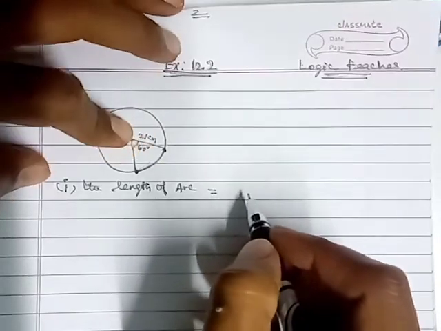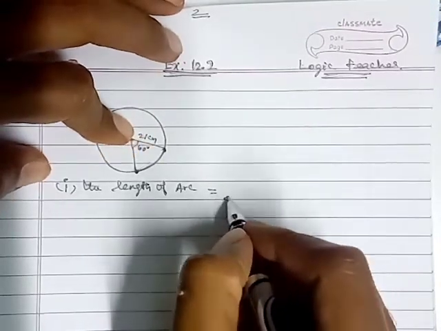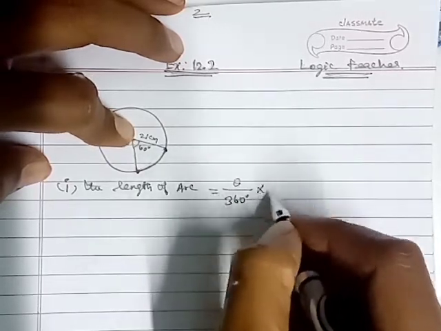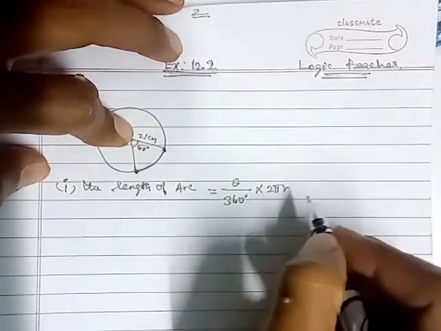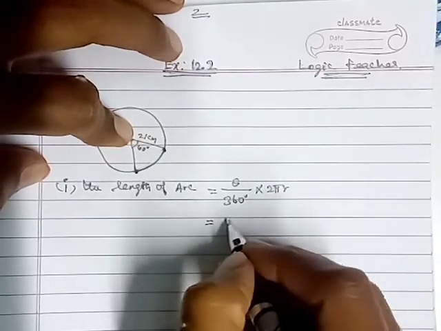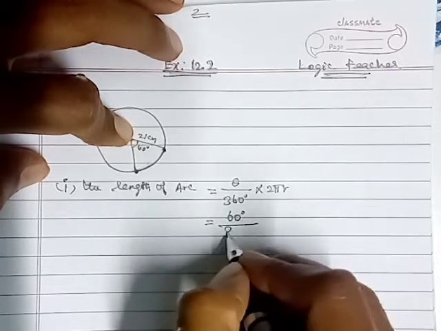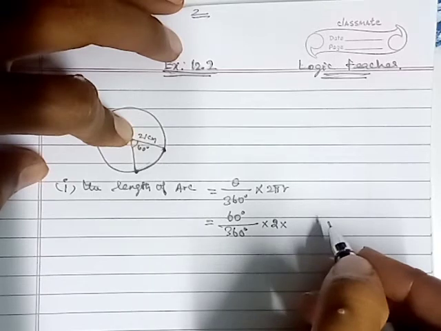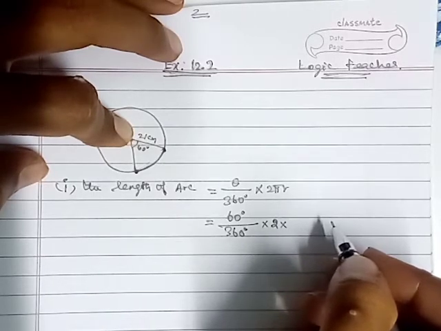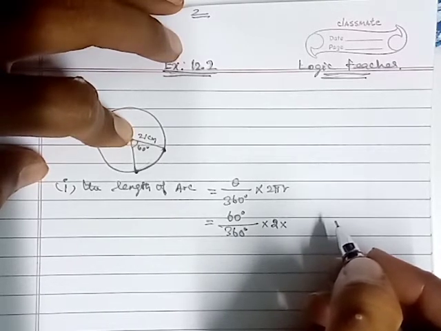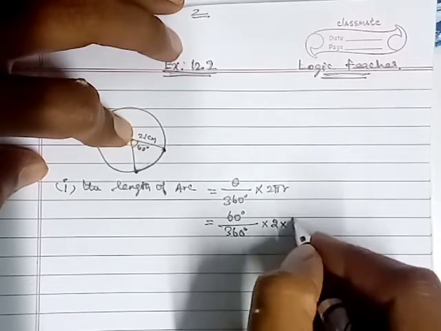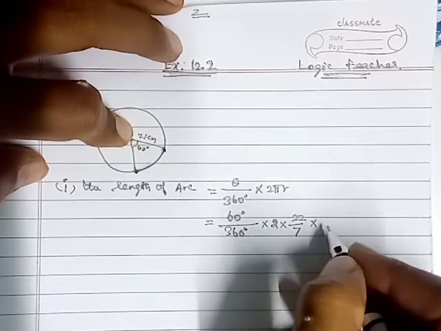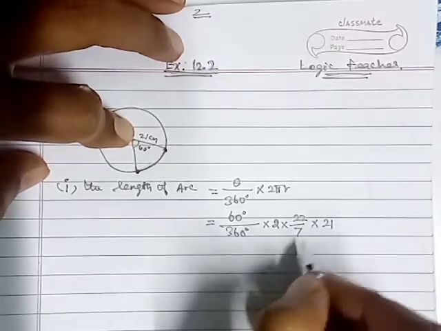For 360 degree, this is 60 degree. So the formula is theta by 360 degree into 2 pi r, not pi r square, 2 pi r. So here theta is 60 degree, divided by 360 degree, into 2 into pi. It is not mentioned, so you should use 22 by 7 for pi, into radius 21, right? Now we can do the calculation.